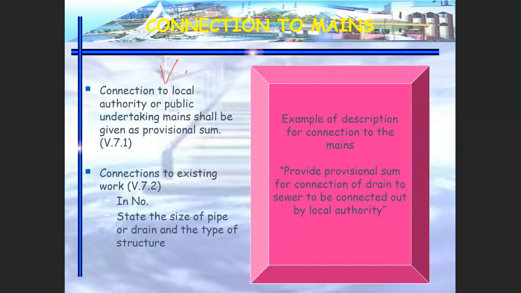But because this item also needs to be measured as a sum, we have to mention according to V.7. Connection to the local authority or public undertaking mains shall be given in provisional sum. So the unit of measurement is provisional sum, no measurement needs to be carried out. You only have to write down the description. Okay, this is the example on how you want to write down the description. Provide a provisional sum for the connection of the drain to sewer to be carried out by local authority. So just write down the description again.